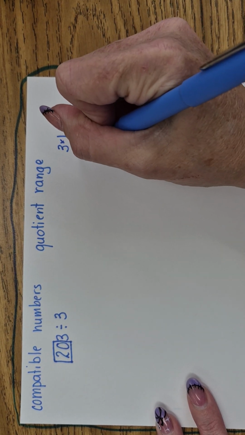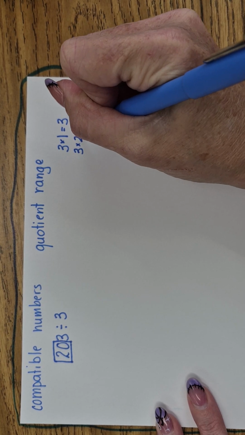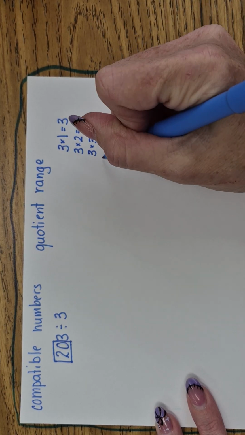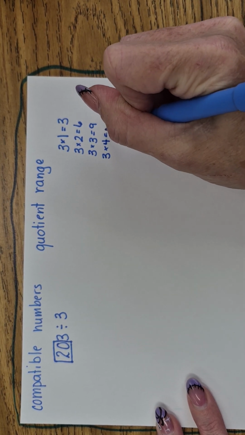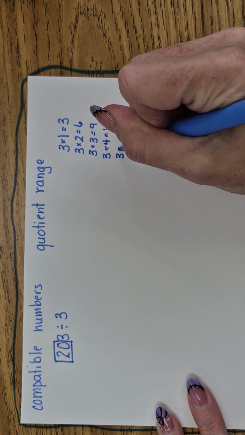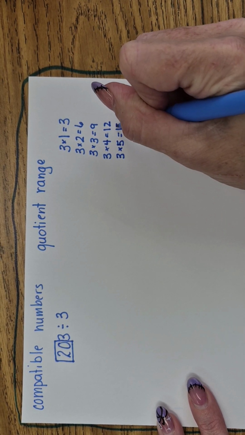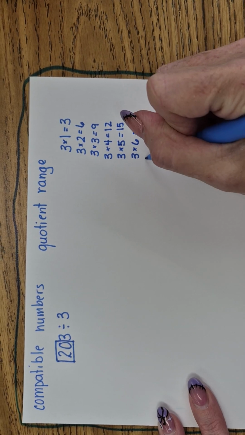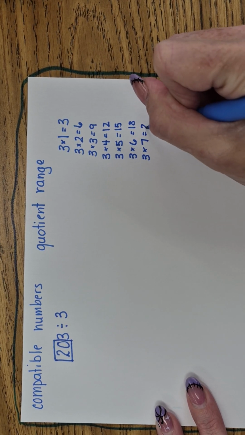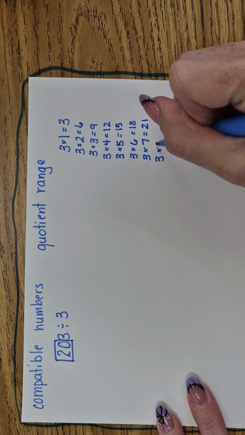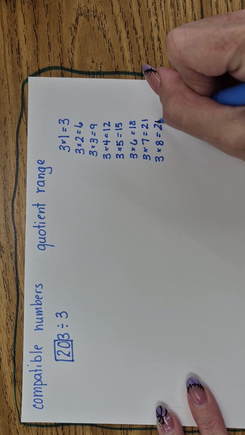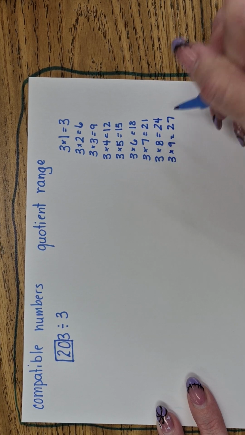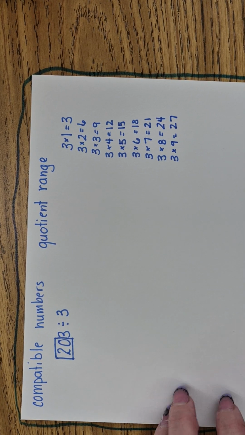So obviously 3 times 1 is 3, 3 times 2 is 6, 3 times 3 is 9, 3 times 4 is 12. 3 times 5 is 15. 3 times 6 is 18. 3 times 7 is 21. 3 times 8 is 24. And 3 times 9 is 27. All right, so now we have our threes multiplication tables.